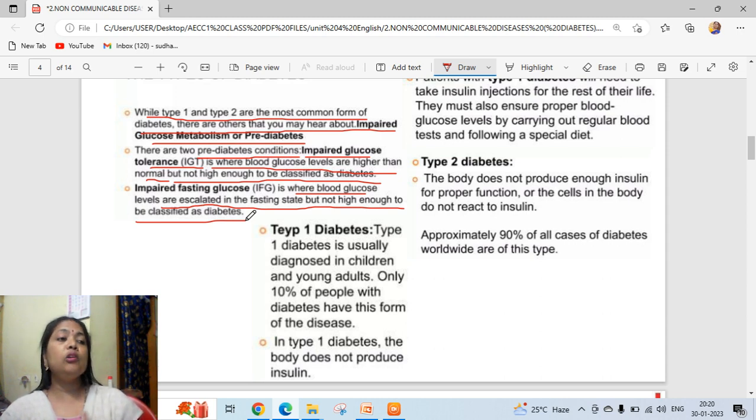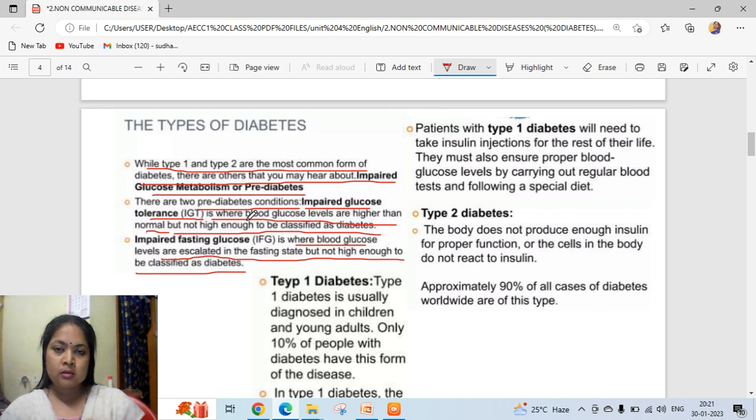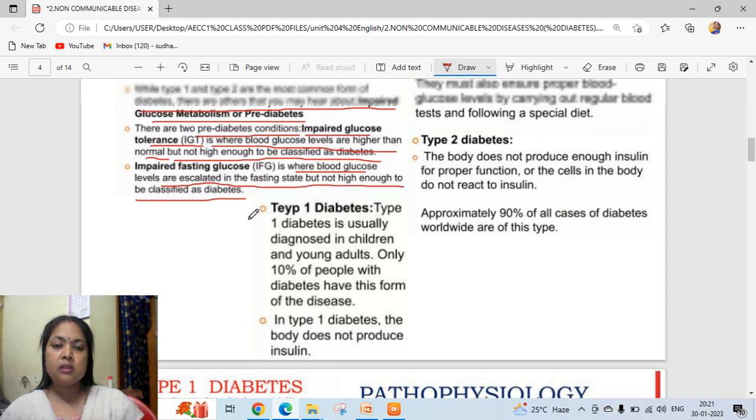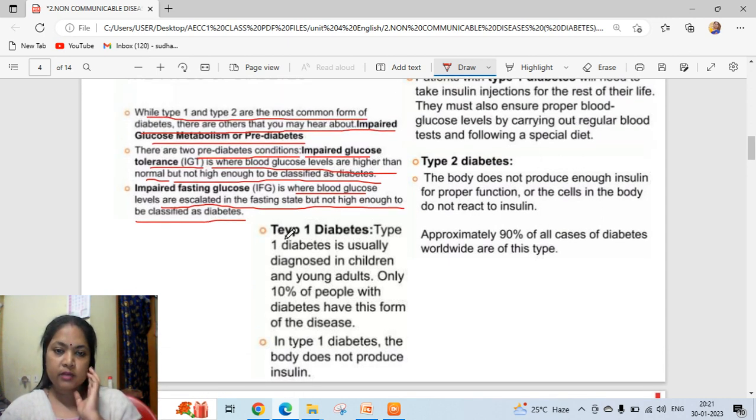Means if we will not take care of ourselves in this stage, then there is every possibility that within a few months or a few years we will be shifted to a diabetic condition from this pre-diabetic condition. Okay, then let us see that there are different types of diabetes like type 1, type 2, type 3. Okay, so what is type 1 diabetes?